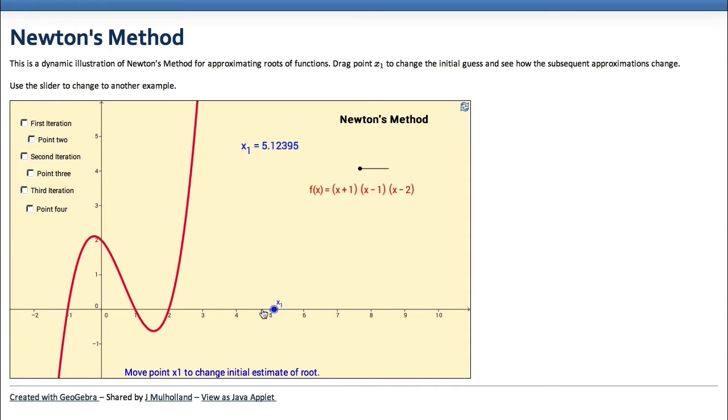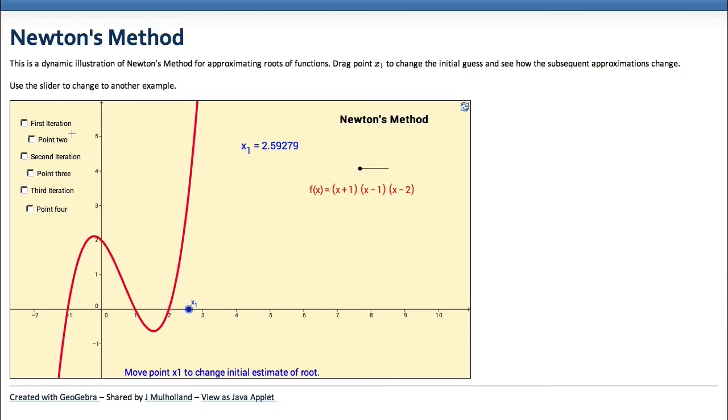So what we do is we start with an initial guess. I'll just drag x1 around until I think I'm going to try to approximate this root here. Pretend I don't know what it is. It's 2, but pretend I don't know what it is. I'm going to take that as my approximation: 2.59279. Now, can I make that approximation better?